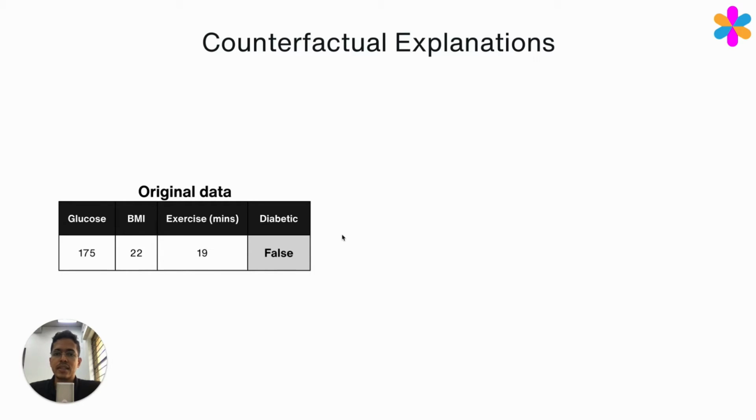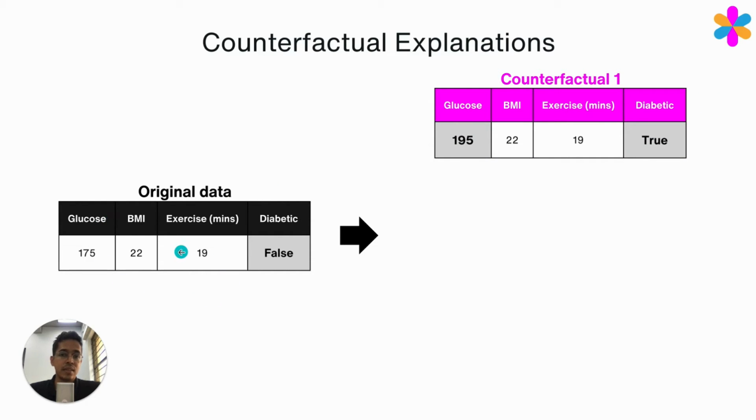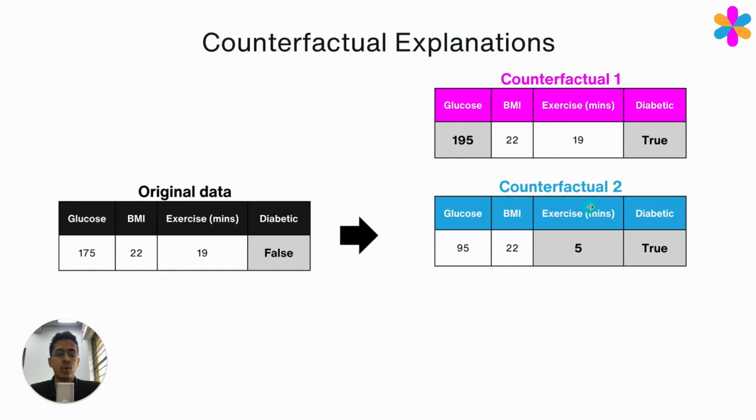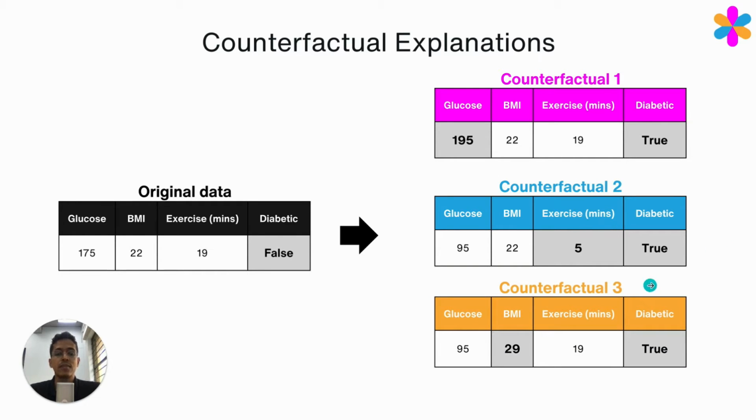An example of what is a counterfactual explanation is as follows. Imagine that the same person, if their glucose level increases from 175 to 195, then this person becomes diabetic. This is an example of a counterfactual explanation. Here is another example. Instead of changing glucose or BMI, if the exercise duration reduces from 19 minutes per week to 5 minutes per week, and this person's diabetic status changes from false to true, that is another example. Or you can also just have an increase in BMI, and if the same change happens. These are all examples of counterfactual explanations.